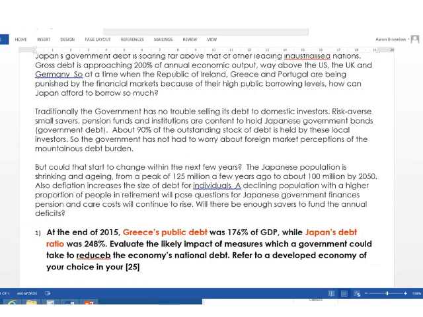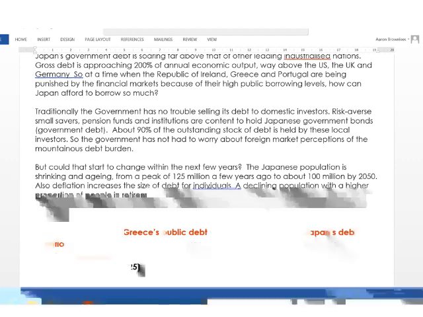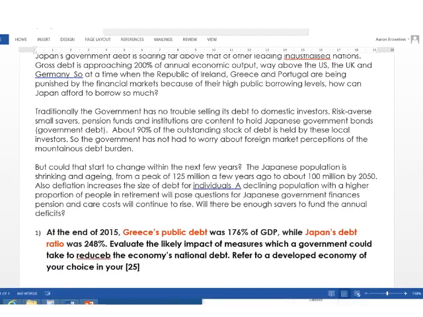Okay, students, so here's the homework for this week. Question: at the end of 2015, Greece's public debt was 176% of GDP, while Japan's debt ratio was 248%. So already you've got a significantly greater amount of debt for Japan than Greece. Evaluate the likely impact of measures which a government could take to reduce the economy's national debt.